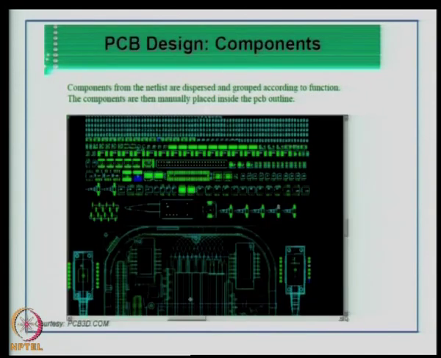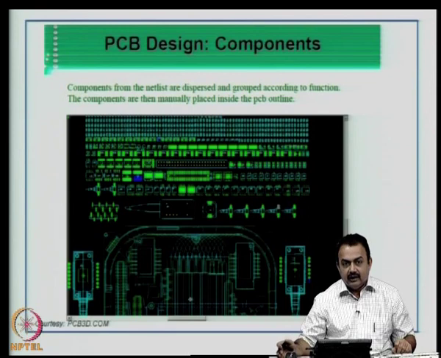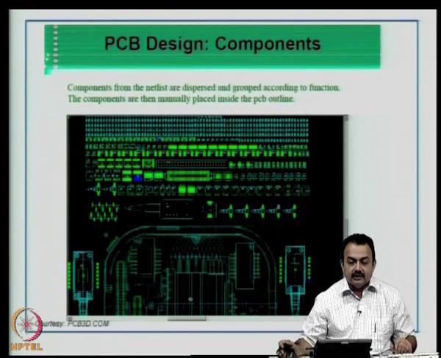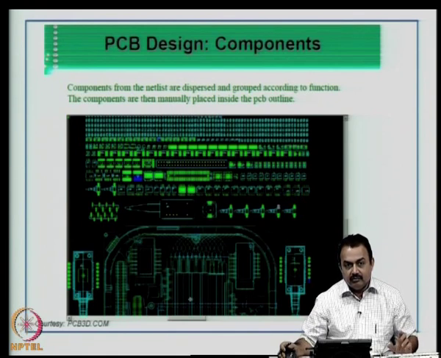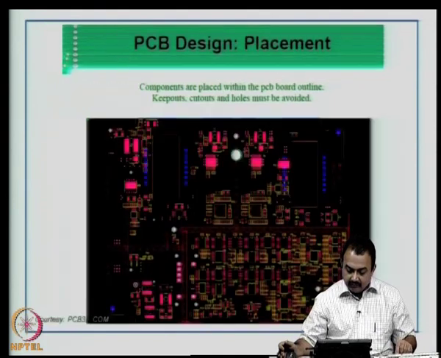Now, you can switch off the net in your software package and look at the total number of components that have been used, that means the footprint details that have been used in your design. So, components from the netlist are dispersed and grouped. So, here as I mentioned before, you have to use your skills to manually place the components inside the PCB outline, at least 10 to 20% of them, and then probably you can go in for an assisted placement.